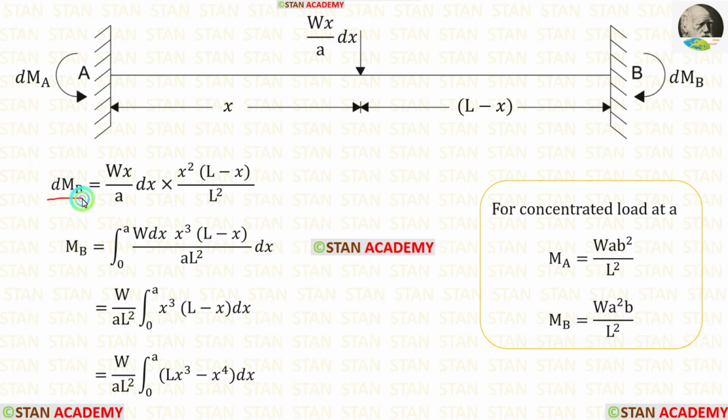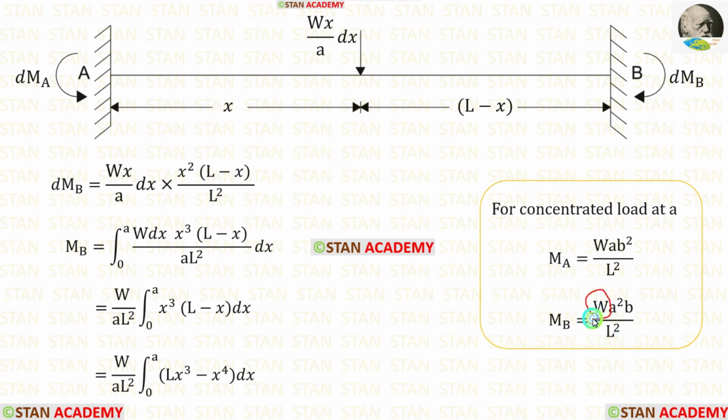Now for dMB, let us make a formula. We have already seen the formula for MB. When the concentrated load is acting at a distance of A, the formula is WA square B upon L square.